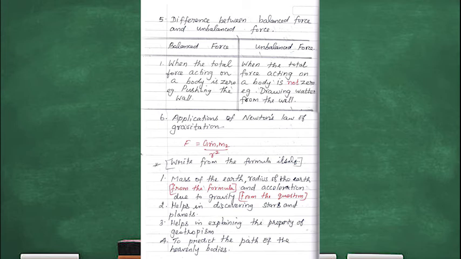Okay, the second one: I told you that it is about heavenly bodies, so it helps in discovering stars and planets. The next one will be helps in explaining the property of geotropism. You know that when the plant grows, the root will go downwards towards gravity. That is called geotropism. The next one will be predicting the path of the heavenly bodies. If you remember the formula, you can write at least 3 points very easily. Okay, with that that lesson is over.